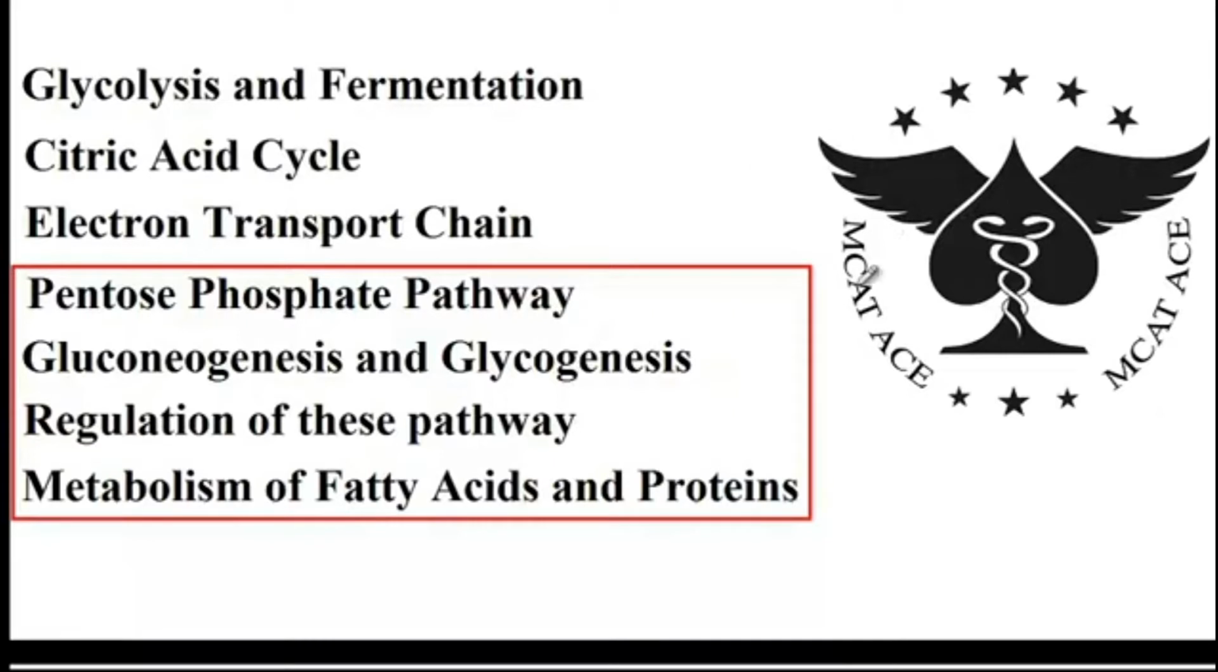So here we are doing the second part of the metabolic pathways that we've been describing for glycolysis, fermentation, citric acid cycle, and electron transport chain. These were all covered in the first lecture. Now in this follow-up lecture, which is the second part, we are going to cover the pentose phosphate pathway, gluconeogenesis and glycogenesis, regulation of these pathways, and then finally conclude the lecture with metabolism of fatty acids and proteins and some practice questions in the end.